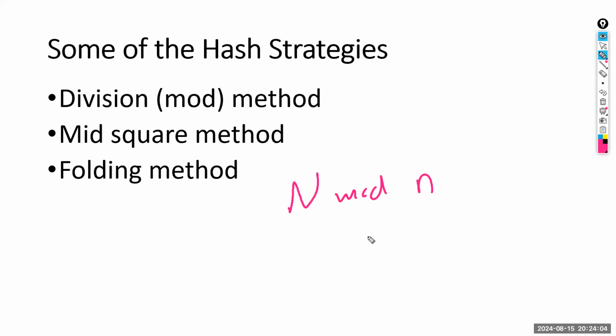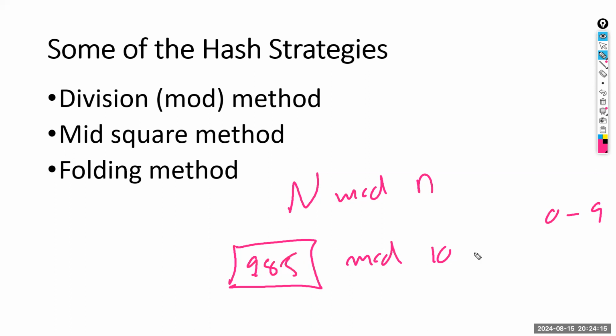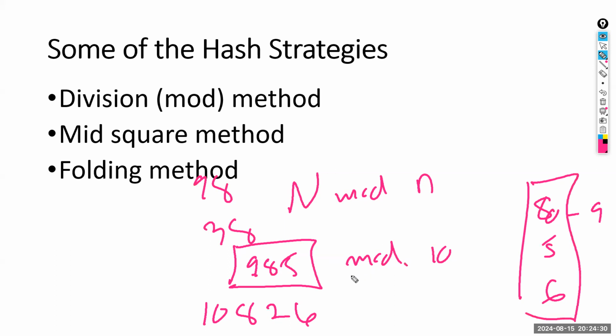Say you do it as mod 10. It doesn't matter how big this number is, the result is always between 0 to 9. If it is 985, it is 5. If it is 10,826, it is 6. If it is 38, it is 8. And of course, if it is 98, still it is 8. But always your value is between 0 to 9 if you use mod 10.